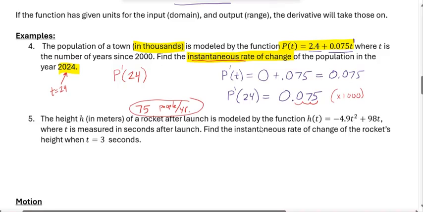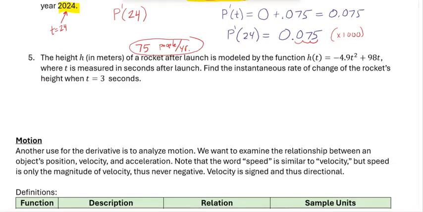Something's going to be different in number 5 because our derivative won't just be a constant. Let's look at this rocket launch. We want to do the same thing. Find the instantaneous rate of change of the rocket when t equals 3. Another way of saying that is we want the instantaneous rate of change, or h prime, when t is 3. So our job will be first to find the derivative function.